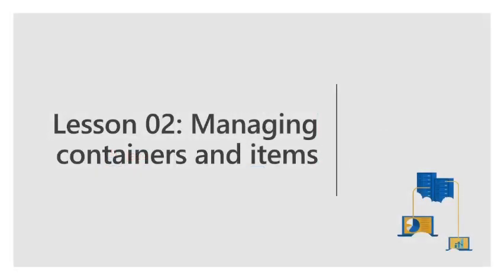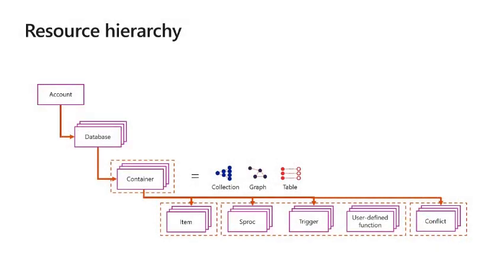Managing containers and items. In this lesson, we will learn resource hierarchy, containers, and partitioning. Resource hierarchy. The JSON documents stored in the Azure Cosmos DB SQL API are managed through a well-defined hierarchy of database resources. The Azure Cosmos DB hierarchical resource model consists of sets of resources under a database account, each addressable via a logical and stable URI. A set of resources is referred to as a feed. So a set of resources is called a feed.